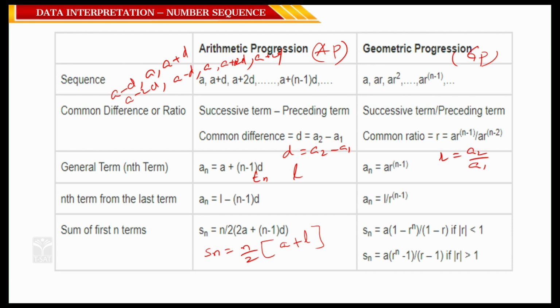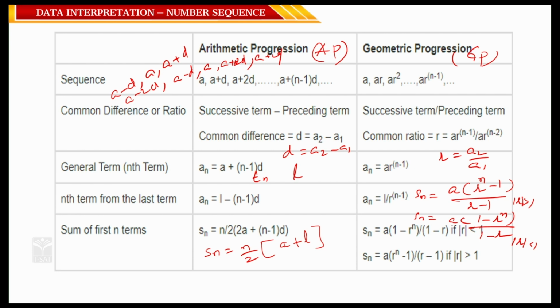Whereas in geometric progression, its value Sn is equal to a of r to the power of n minus 1 by r minus 1. What is the condition here? If modulus r is greater than 1. If the common ratio is more than 1, that's very important. Otherwise, Sn is equal to a of 1 minus r to the power of n by 1 minus r. So here modulus r is less than 1, that's the condition.